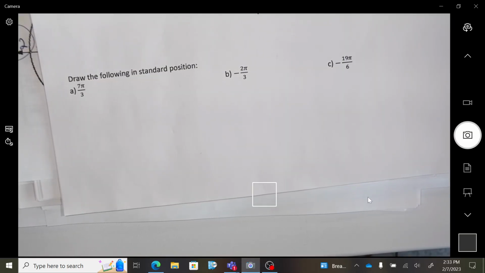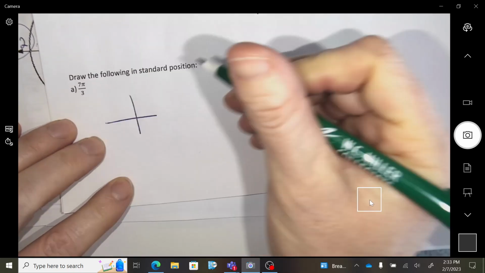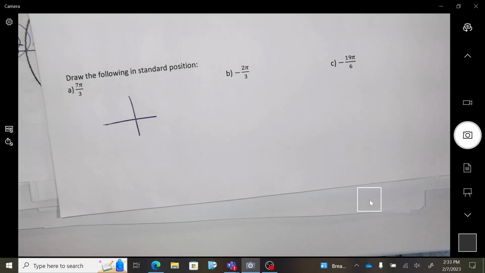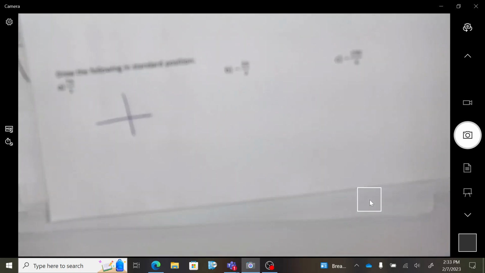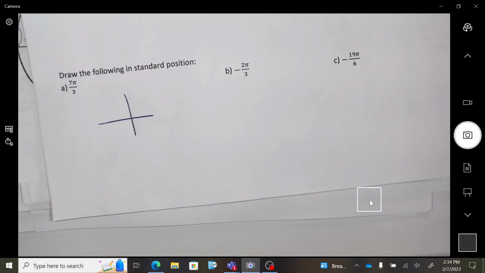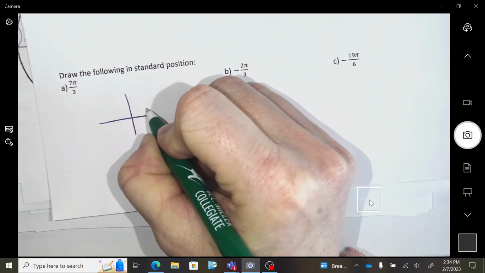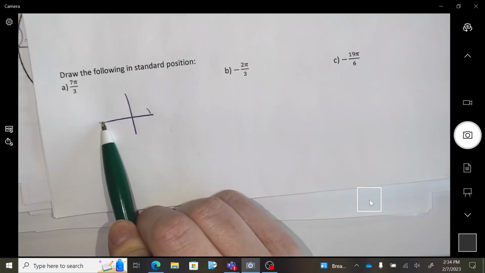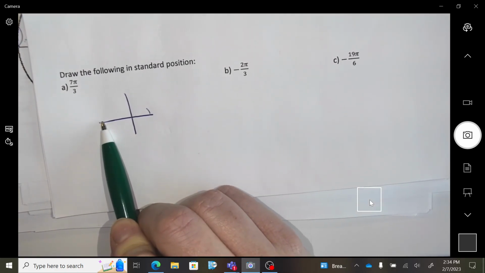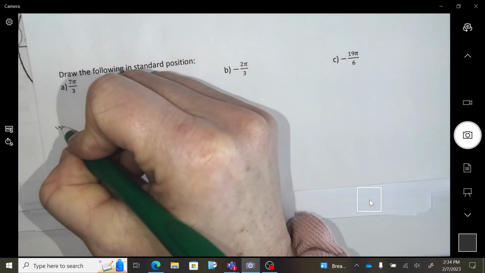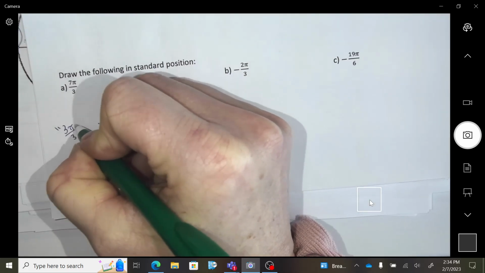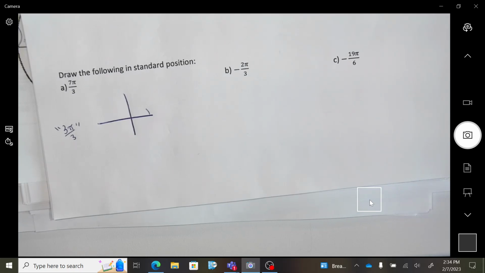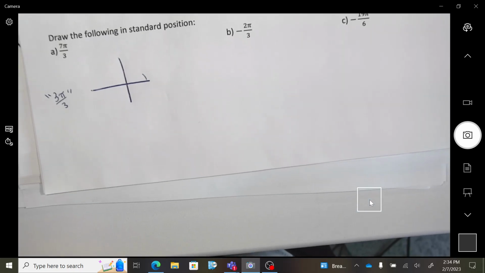Okay, we're going to draw these three angles. So I'm going to give myself a quadrant picture. Okay. So I'm going to start rotating in that direction, right? Spinning. Okay, this half circle would be a pi, and in my head, 3 pi over 3 is 1 pi, right?